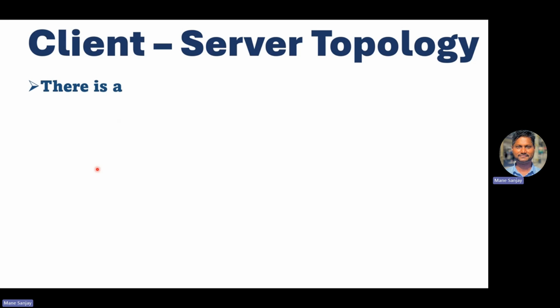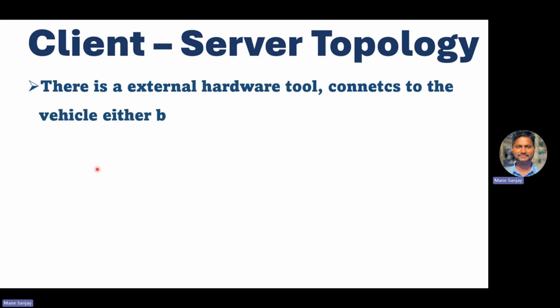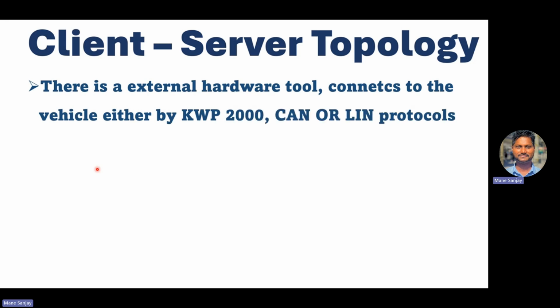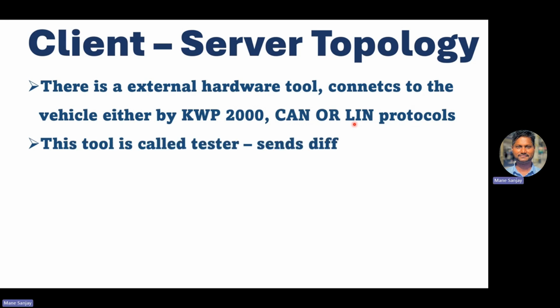There is an external hardware tool which connects to the vehicle through either KWP 2000, CAN or LIN protocol. That is very important. Just imagine there is one hardware tool connected to the vehicle with some interface, and the protocols are KWP 2000, CAN and LIN. With the help of these, you are communicating through that hardware interface to the vehicle ECU. This tool is called the tester. Whatever hardware interface you connect to the vehicle, that tool is called a tester.